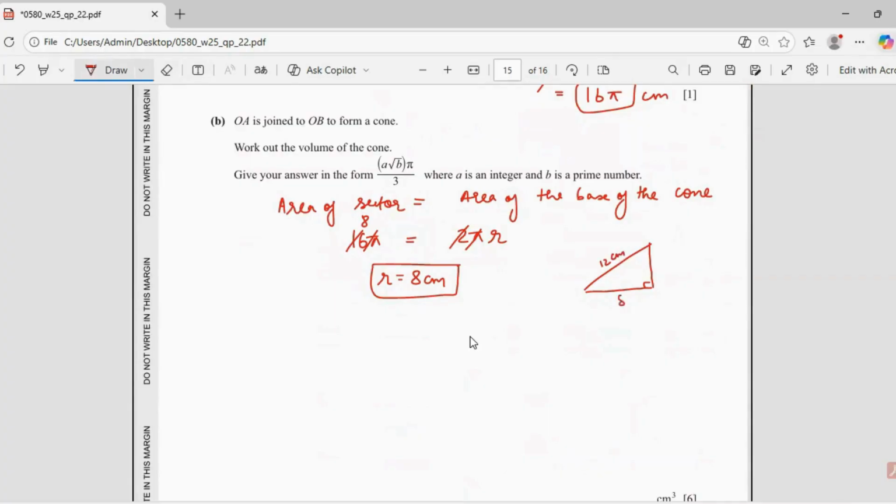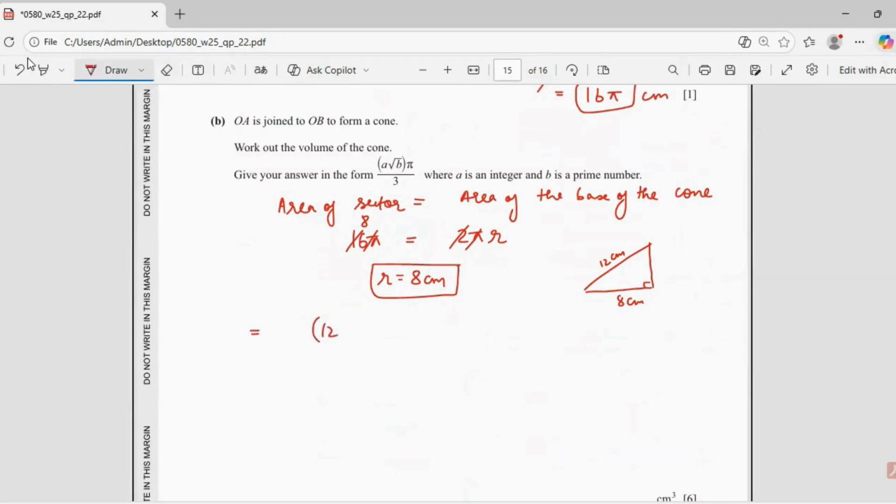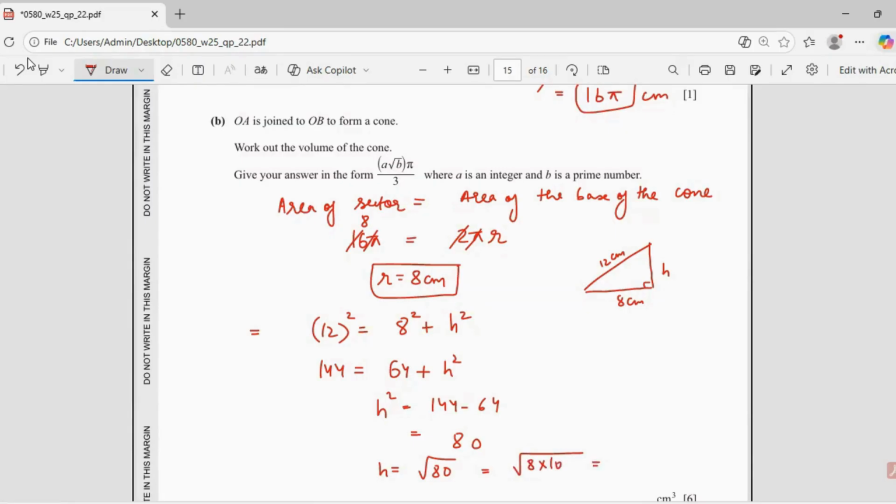Now the radius we got is 8 centimeters. To find the height we use the Pythagoras theorem, which is 12 squared equals 8 squared plus h squared. This is 144 equals 64 plus h squared. So h squared is equal to 144 minus 64, which is equal to 80. So h is root of 80, or this can be written as 8 into 10, which is 2 into 2 into 2 into 2 into 5, which is 4 root 5.